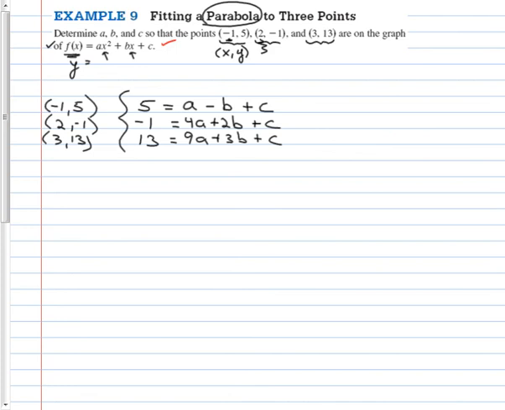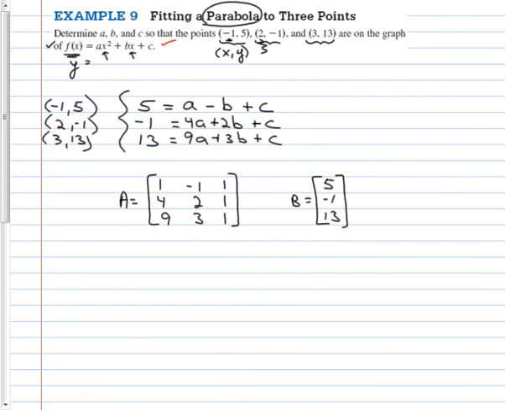So we're going to change it into a matrix. And we will call our matrix A that coefficient matrix. 1, -1, 1. And 4, 2, 1. And 9, 3, 1. And we're going to call our B matrix the constants, the answers. 5, -1, 13.